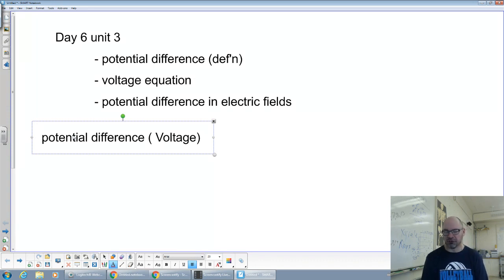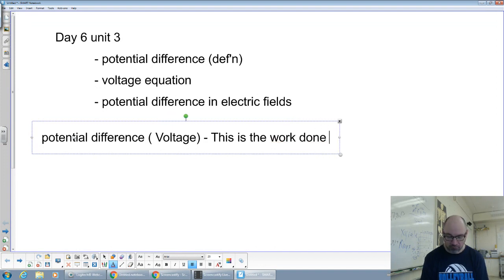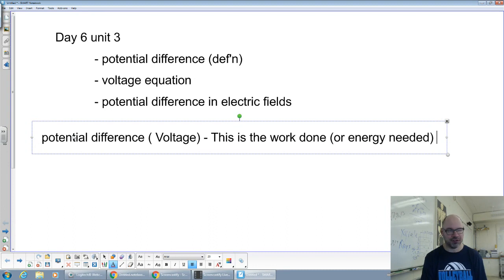But potential difference or voltage is basically the work done or energy needed, because remember that energy and work have equivalent units. It's the work done or energy needed to move a charge in an electric field.